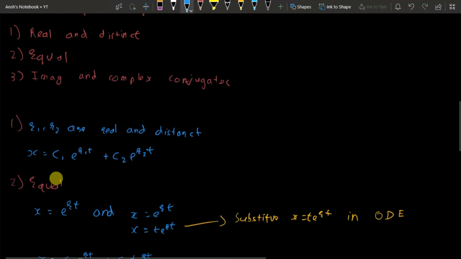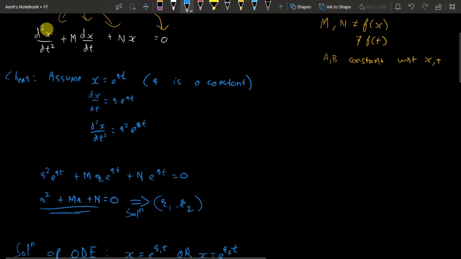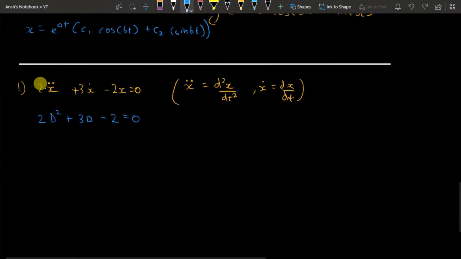Now, why do we do that? As we discussed above, when we made this assumption and the substitution in our solution, we saw that the second derivative corresponded to the square term, the first derivative corresponded to the linear term, and the no derivative term corresponded to nothing in our quadratic equation. So similarly, all we have to do is substitute the second derivative, that is d square x over dt square, with d square. We substitute x dot or dx by dt with d, and where there is just x, we substitute nothing. Now, this is a quadratic equation that we know how to solve.